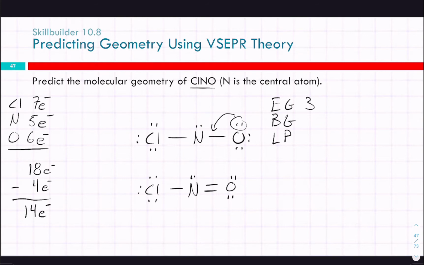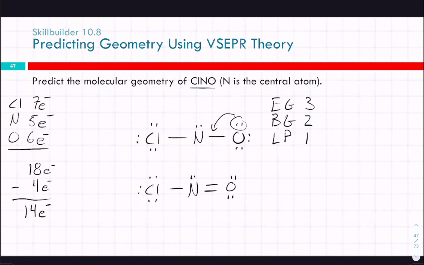And then how many bonding groups? Just 2. So our bonding groups follow the same rules as electron groups in that each of those bonds just counts as one bonding group, whether it's a double bond or a triple bond. So then how many lone pairs do we have? 1. Yeah, just 1. And our bonding groups and lone pairs will always add up to the number of electron groups.